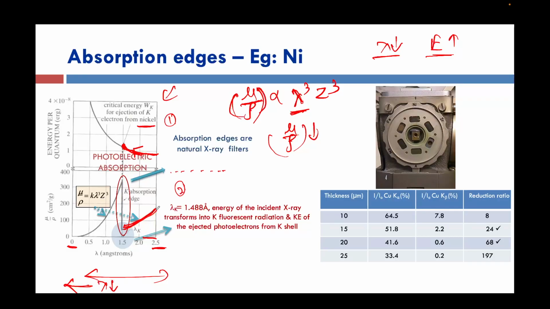But what happens after a certain period of time? When you are continuously decreasing the lambda or continuously increasing the energy, you have knocked out a K-shell electron. That's correct. But while knocking out a K-shell electron, there are also other phenomena taking place. One of the phenomena is photoelectric absorption, which is a fluorescence absorption phenomenon, and that is also taking place.